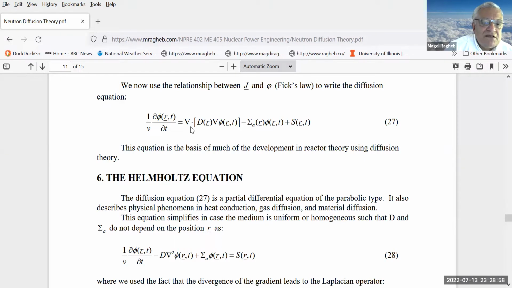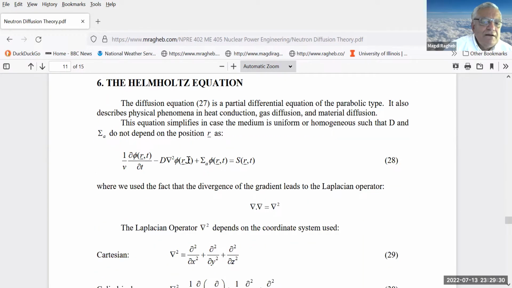I'm taking D as a constant, and then I have the divergence of the gradient. And in calculus, the divergence of the gradient, I'll try to prove it to you in a moment, is, interestingly enough, the nabla square, which is the Laplacian operator. In that case, the equation becomes 1 over V, the partial d phi of the flux by dt, minus D del square of the flux, plus the absorption cross section should balance out with the source term.